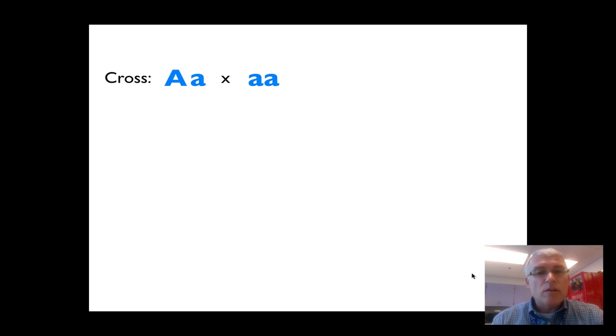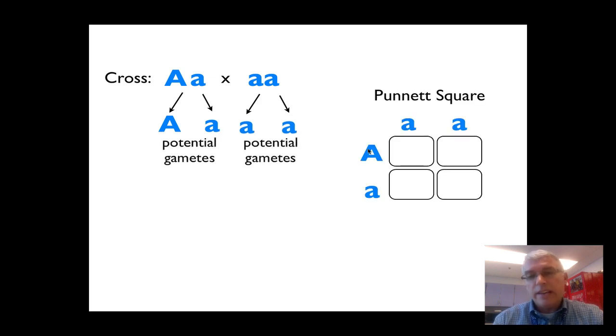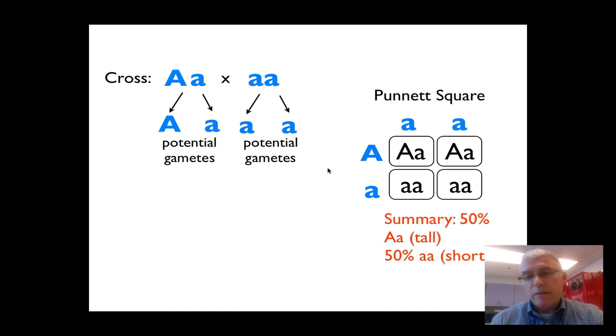All right, let's do our last cross here. We're going to cross a hybrid tall with a purebred short, just like we did before, separating the alleles into potential gametes, using these gametes to label the rows and columns of a Punnett square, filling in the Punnett square, and notice here we get a 3rd possible set of results. 50% are big A, little a, and 50% are little a, little a. So we got 50% tall and 50% short.